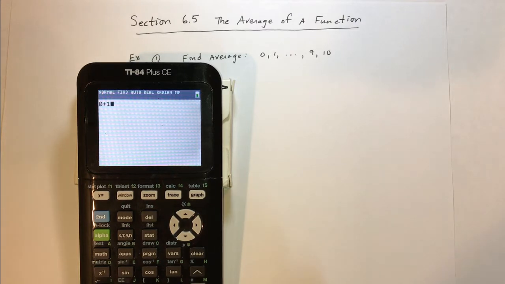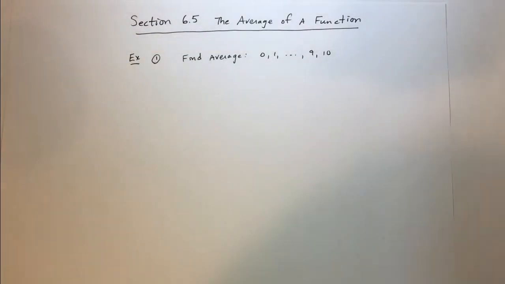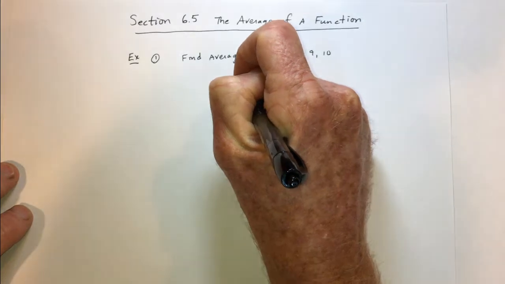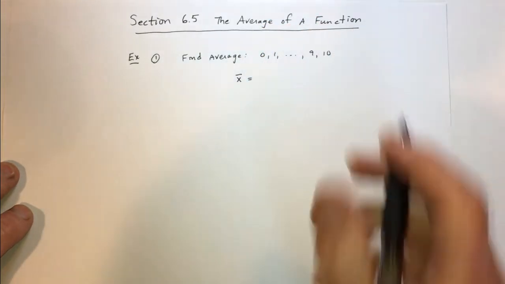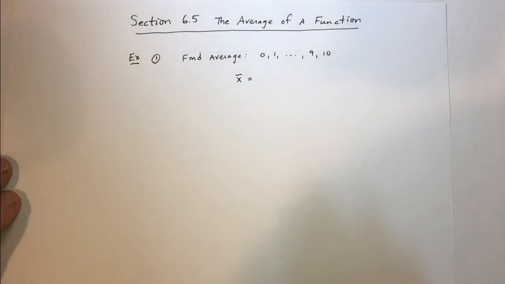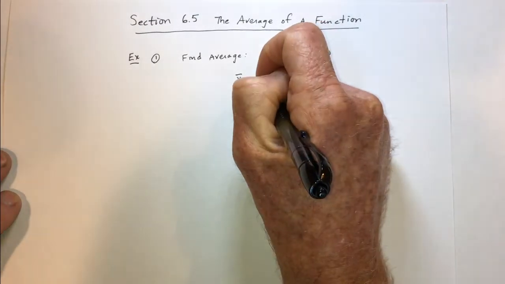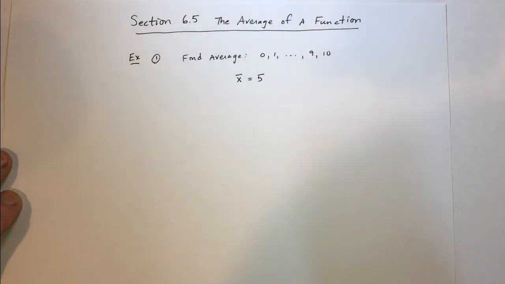0 plus 1 and 2 and 3 and 4 and 5 and 6 and 7 and 8 and 9 and 10. And then divide that by 11 because there's 11 numbers. The average is 5. And in math we use x with a bar over it to say average. So the average is 5.